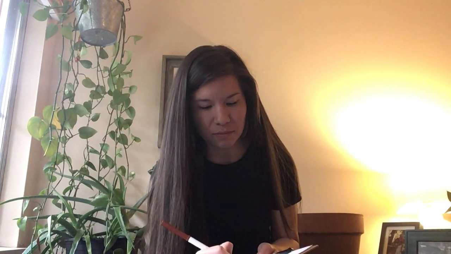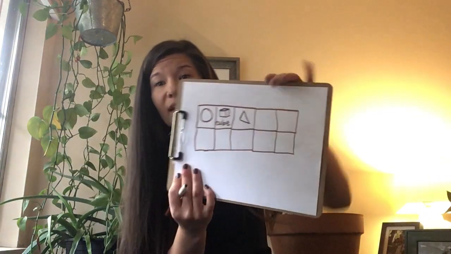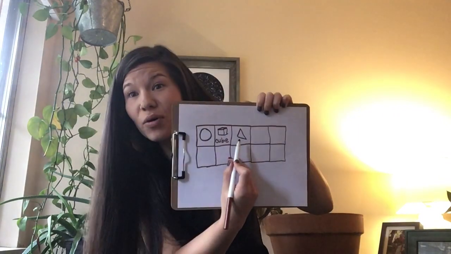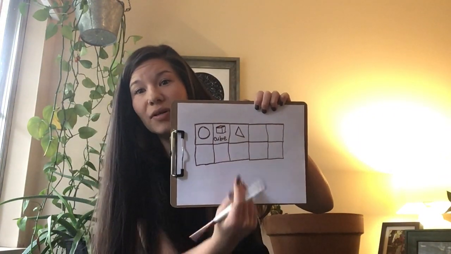All right, the next one is a flat shape, a 2D shape with 3 corners and 3 sides. Go ahead and draw that shape or say it out loud or write the name or a combination of those things. Everybody, what is that shape? It's a triangle. The flat shape that has 3 corners and 3 sides is a triangle.